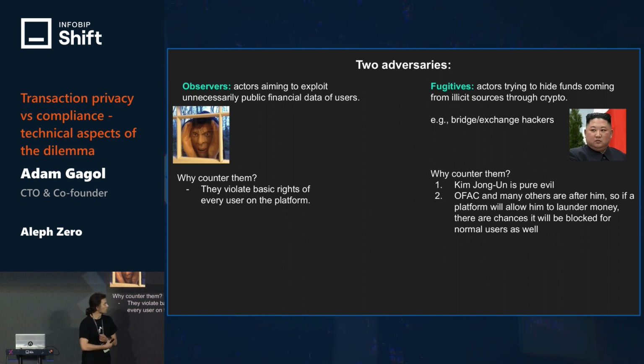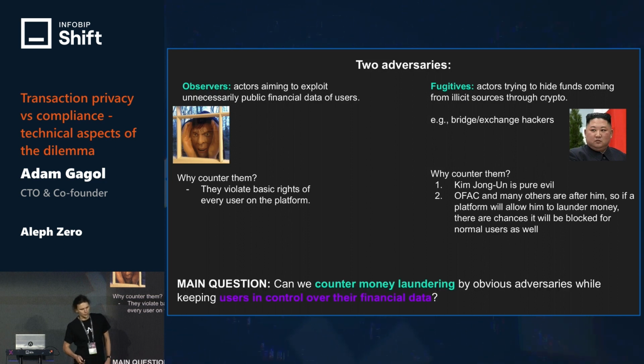The second type of adversary is fugitives. These are the actual criminals, the actors trying to hide funds coming from obviously illicit sources, for example bridge or exchange hackers. Lately, it's mostly bridges that have been hacked for enormous amounts of money. Why do we want to counter them? First, they are evil. Second, a lot of people and organizations are after them. If we do not counter them on the protocol level, chances are that the protocol will in some way at least be banned, and that will affect regular users, as happened in the case of Tornado Cash.